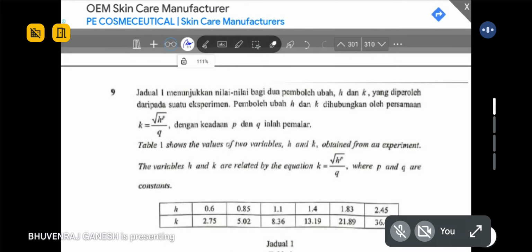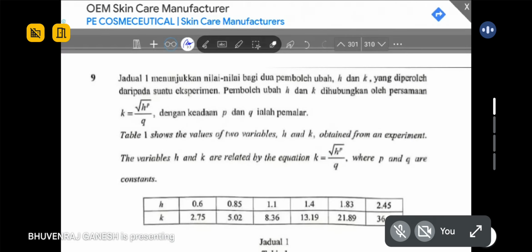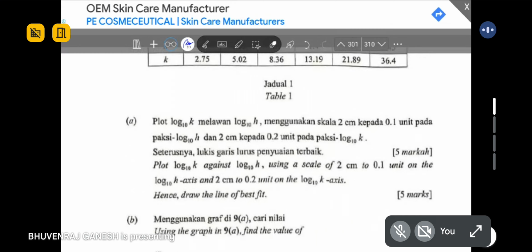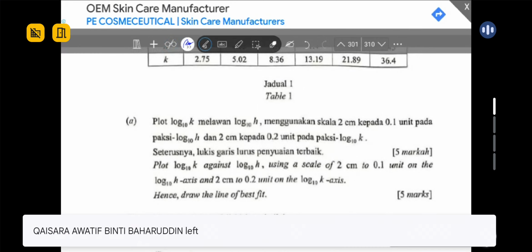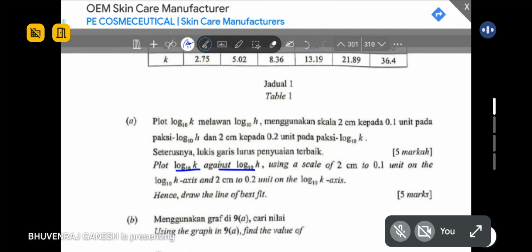Okay, so this one. Question number 9. Okay, linear law guys. Linear law is a must score 10 marks. Mesti kena score 10 markah. Because very simple. Sangat straightforward guys. Okay, so over here, you see the question. Plot log 10k against log 10h.